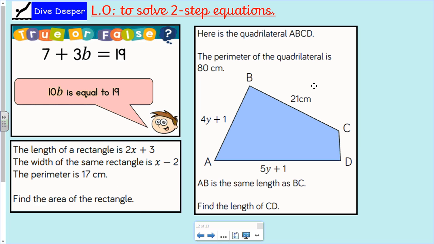And then you've got a quadrilateral. A quadrilateral is a 4-sided shape. So the perimeter of the quadrilateral is 80 centimeters. So perimeter all around the edge. AB, that means this, A to B, is the same length as BC. That means this, B to C. It wants you to find the length of C to D.